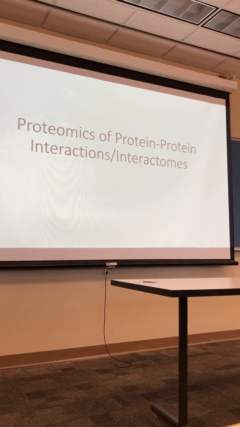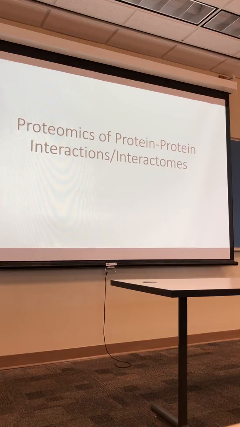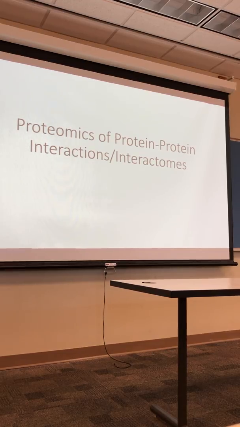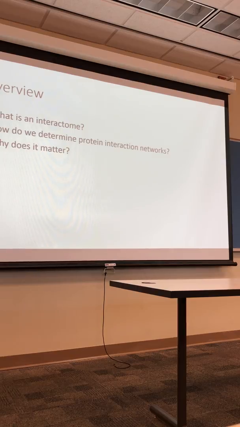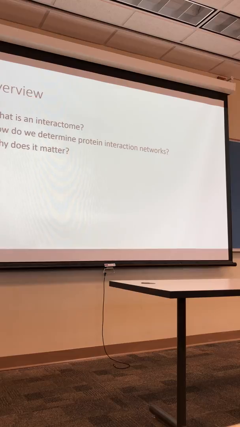Okay? So we looked at that, and now we're going to get into the proteomics of protein-protein interactions. Something called interactomes. What is interacting with what? What are the networks of proteins that are involved in some sort of process? So just in a quick overview, I'll go over what an interactome is. It's pretty simple. It's just what's interacting with what, really. The networks of proteins that are interacting with each other.